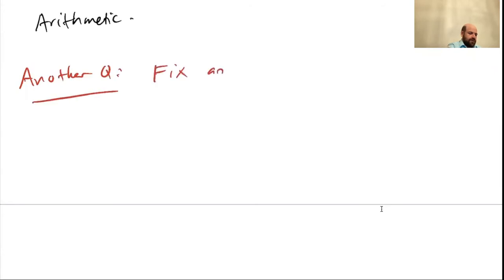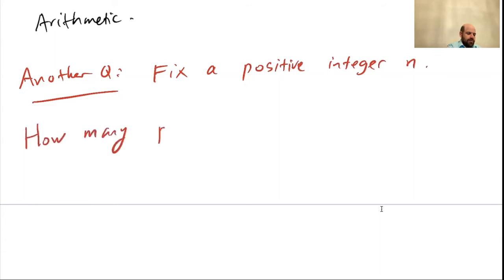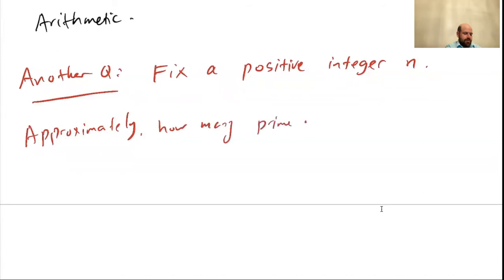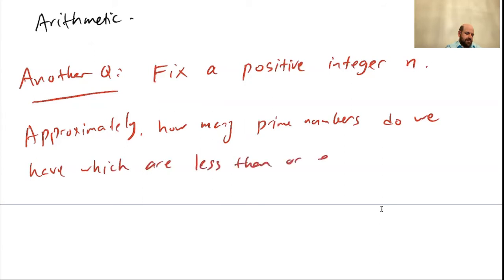Another question. Fix a positive integer n. How many, or let's say approximately, because of course we cannot expect to have the exact number of prime numbers, approximately how many prime numbers do we have which are less than or equal to n?